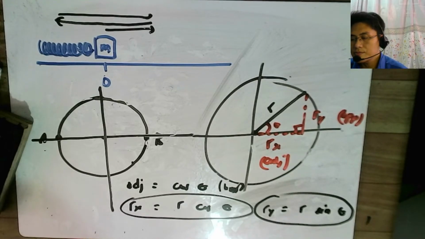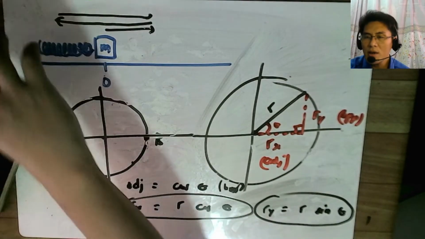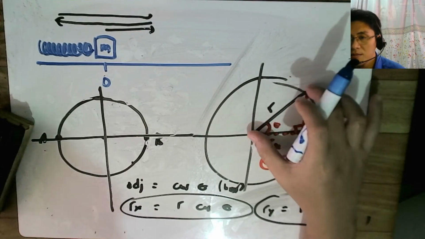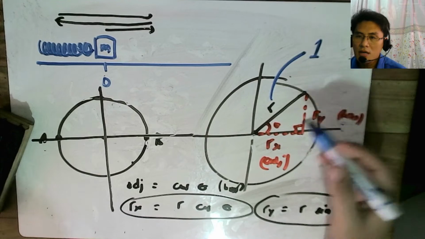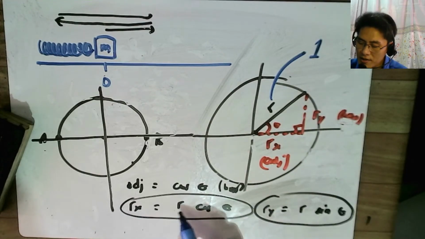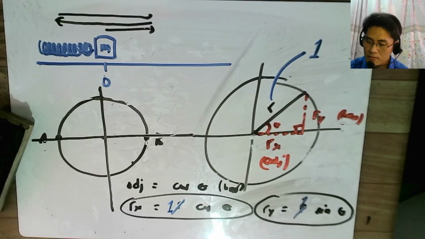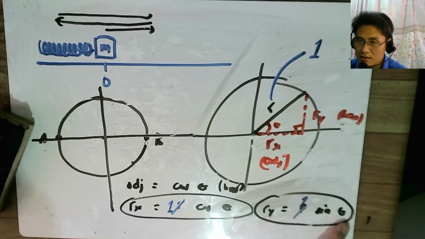That's the idea. Now, let's make this simpler. How do I make it simpler? Well, this r could be anything. Could be 10, could be 20 centimeters. But for simplicity, let's make this 1. If we make this 1, then this becomes 1, this becomes 1. So therefore, this becomes cosine theta, and this becomes sine theta.